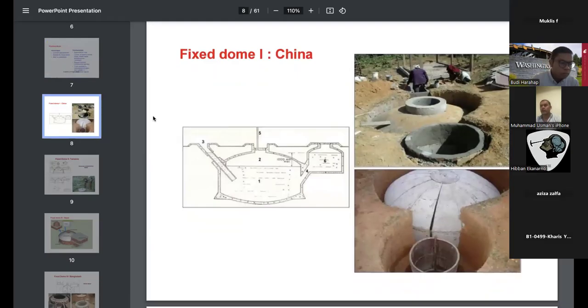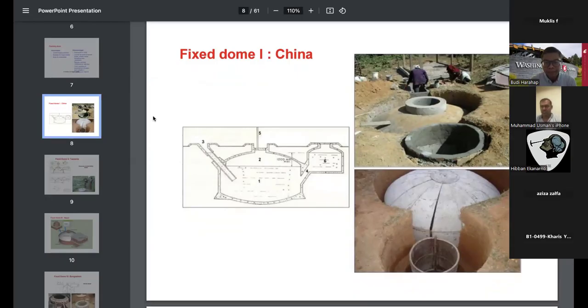Now, after the floating drum, I will show you some pictures of another type of biogas plant, which is the fixed dome biogas plant. Before going through the pictures from different regions, this is the most common type of biogas plant which is being used in Indonesia as well. So this is the first picture.